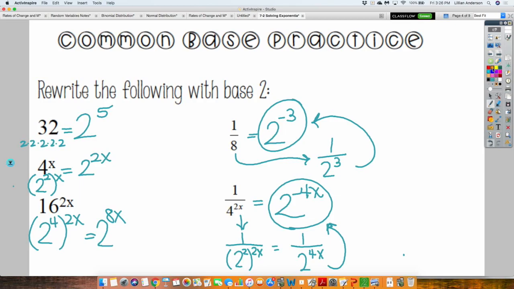So 2 is probably the easiest base that there is, okay? What's 3 squared? 3 to the 3rd? 3 to the 4th?